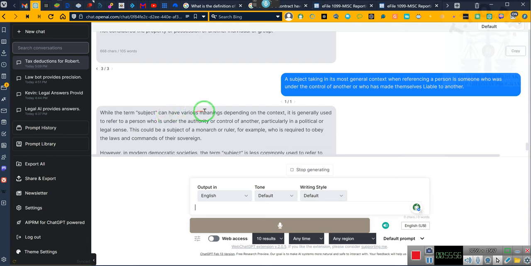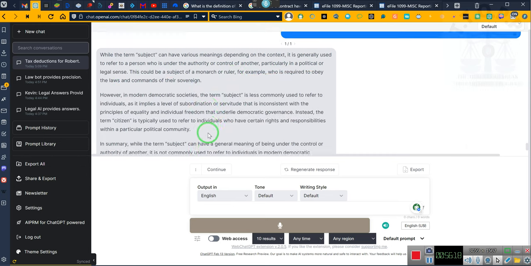While the term subject can have various meanings depending on the context, it is generally referred to as a person who is under the authority or control of another, particularly in a political or legal sense. This could be a subject of a monarch or a ruler, for example, who is required to obey the laws and the commands of the sovereign.